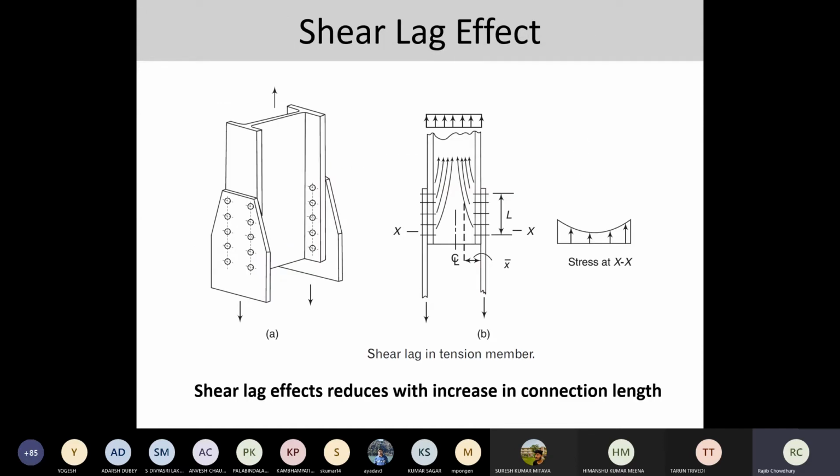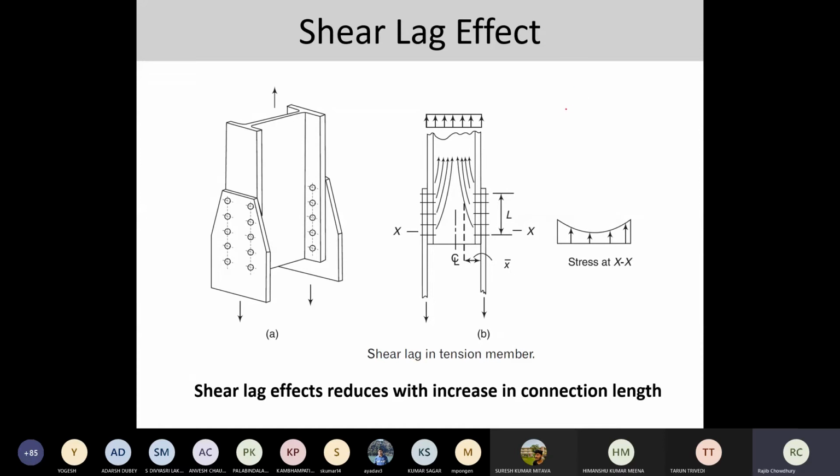Similarly, there is another effect, called the effect of shear lag. Okay, what is meant by this shear lag? The force that is being transferred to a tension member, maybe an angle section, channel section, or T section, which is being connected by a gusset, or the adjacent member which is being connected is one of the legs.